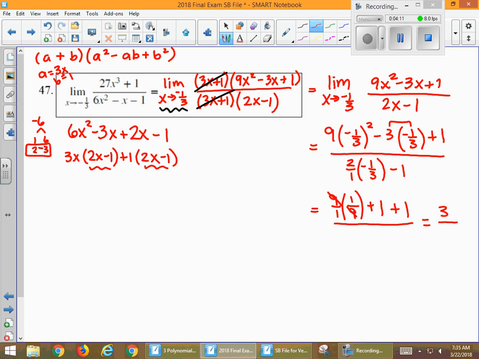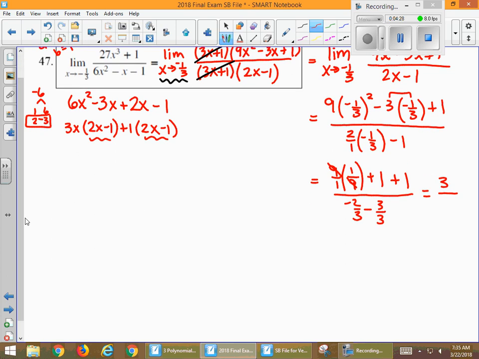And then in the denominator, I have 2 times negative 1/3, so that's going to be negative 2/3 minus 1. I'm going to go ahead and make that into 3/3 so I can handle that subtraction there. Negative 2/3 minus 3/3, I have that common denominator of a 3. Negative 2 minus 3 is negative 5.